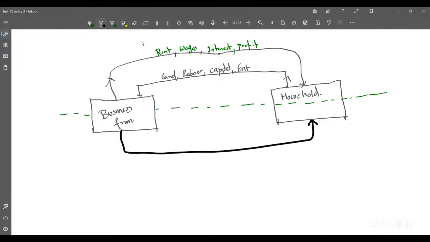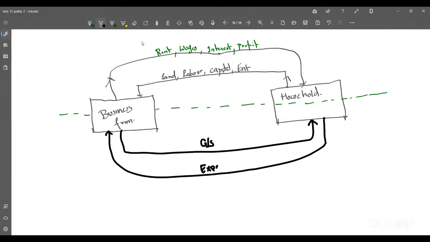What does a business firm provide to the household? It provides goods and services. Yes or no? All the goods and services are provided to the households through business firms. And in return for that, the household has to pay the expenditure. Yes or no? Are you getting the point?